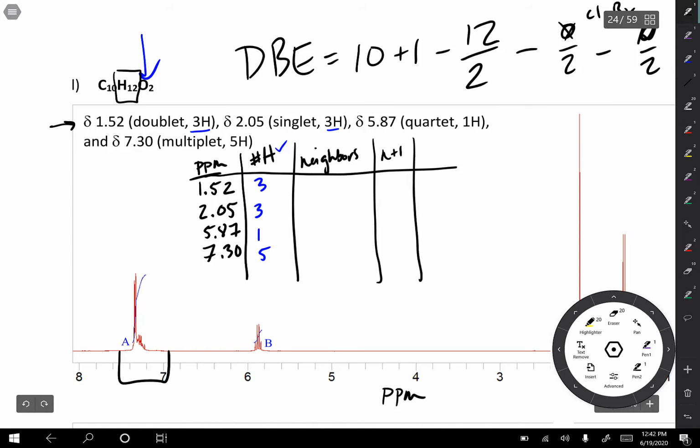I also don't know this right now, but what I do know is the splitting. We know what they look like, but we need to figure out, if it is split, what does that mean for what that fragment looks like, okay? So now we're just going to fill this in. For the top one, we've got a doublet. I'm just going to write a D. The next one, we've got a singlet, a quartet, and then we have a multiplet.